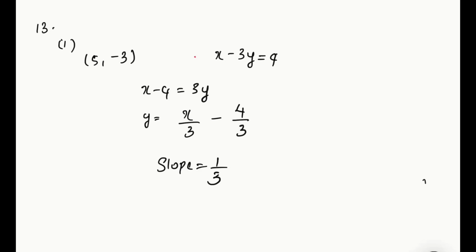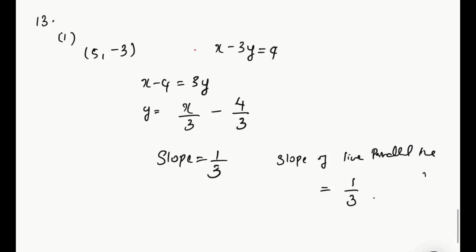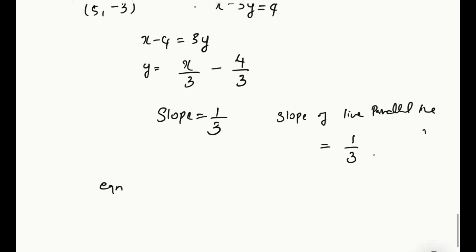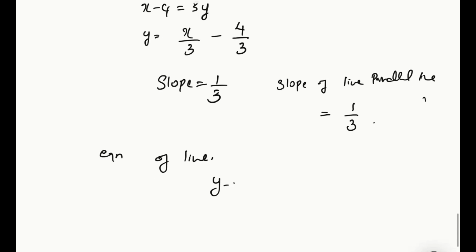So what will be the slope of the line parallel to it? Again, the slope of a line parallel to this line will also be equal to what? 1/3 itself, right? Now we need to find the equation of the line. What will be the equation of the line? The equation of the line will be y - y1 = m(x - x1), right?